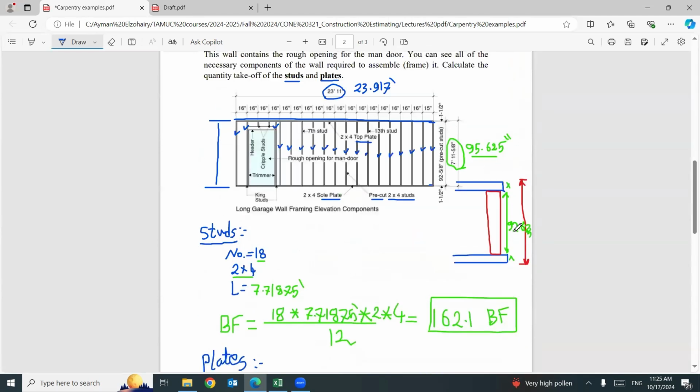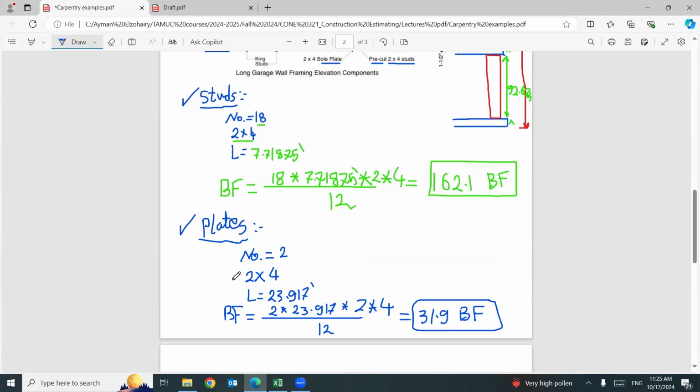So to construct this wall, we need to order studs with this amount, 162.1 board foot. To construct this plate, we need to order 31.9. If we are using the same material, the same type, the same dimensions, 2 by 4, I can add the 2 numbers together. So I will order around 200 board foot for the whole members.